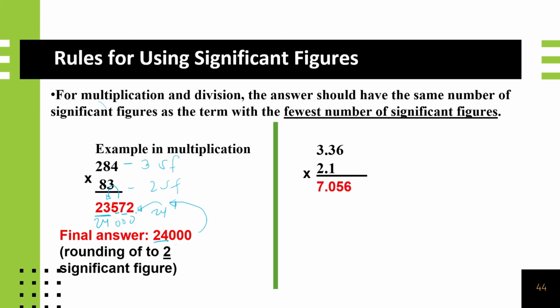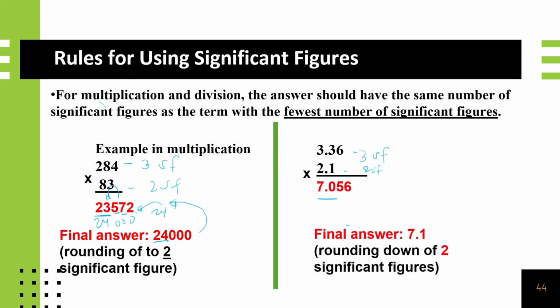Next is 3.32 times 2.1. The answer would be 7.056. Again, we have three significant figures here. We also have two significant figures. So the answer must be two significant figures. And that would be 7.1. So 7.1 is two significant figures. Okay?